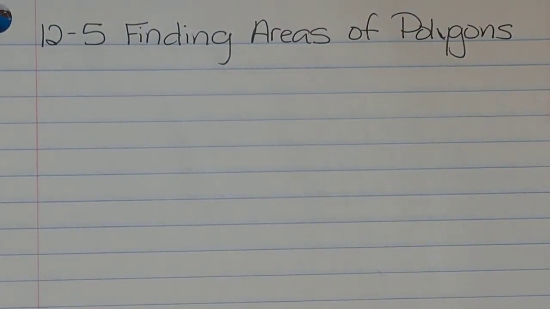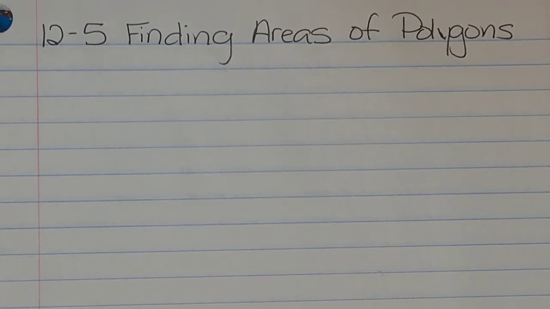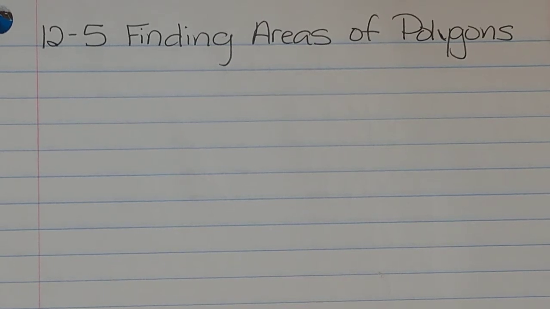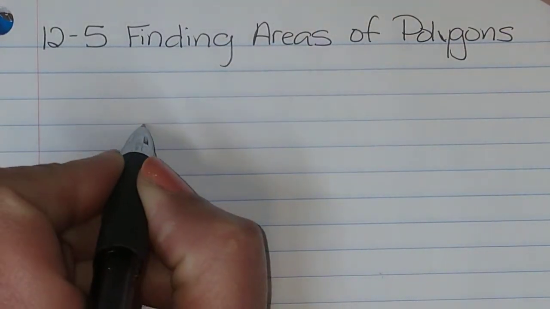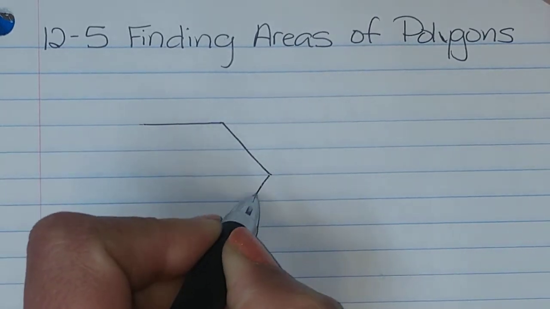Hi all. In this video, we're going over topic 12, lesson 5, Finding Areas of Polygons. Remember, a polygon is a shape that is a closed figure and the sides or edges are straight. Let's look at some examples. You'll notice that this looks very similar to 12-4.